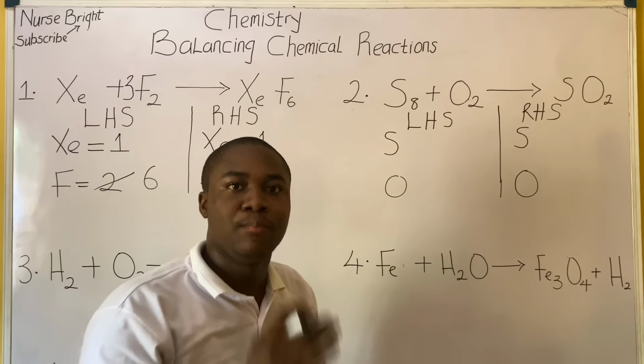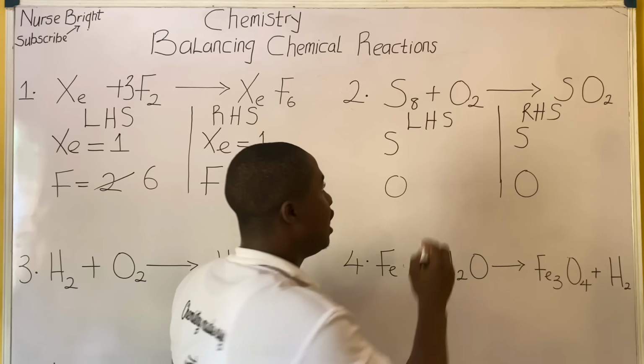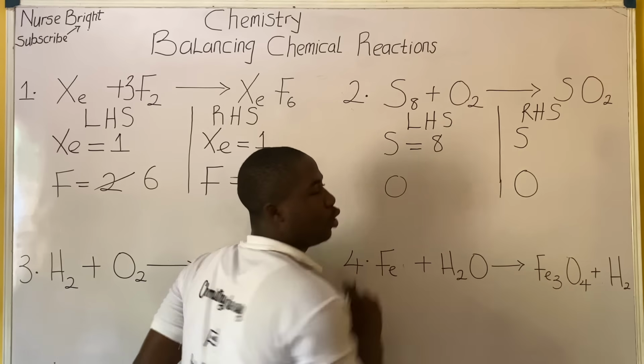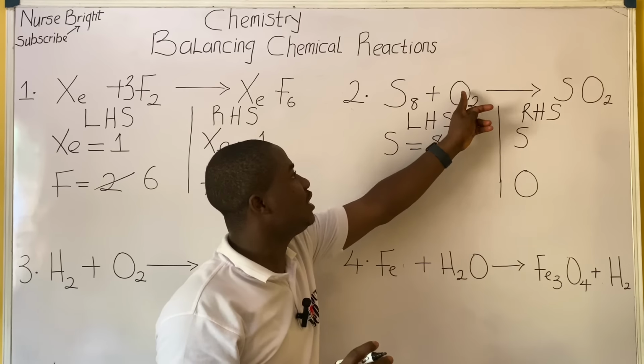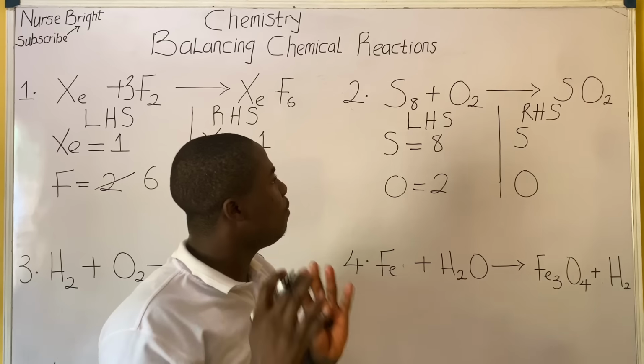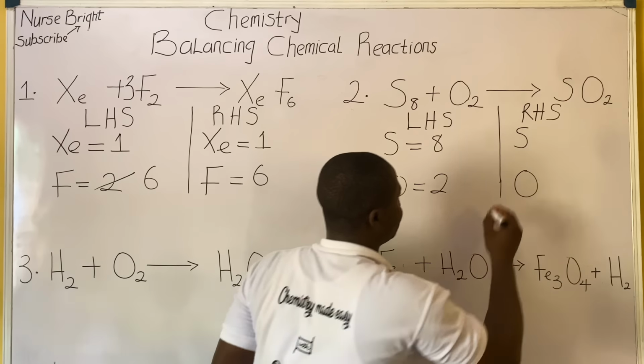So next step, you bring out the numbers you are having initially before you balance it. So sulfur at the left, I'm having 8. So you write 8 sulfur. Are you there? Oxygen at the left, how many am I having? I'm having 2. Are you there? So moving further, we've done the left hand side. Let's go over to the right hand side of this reaction.